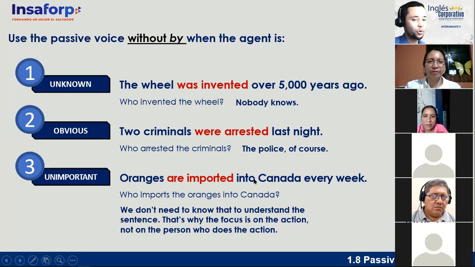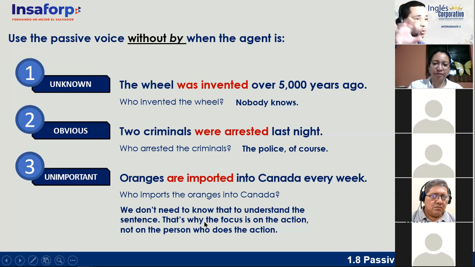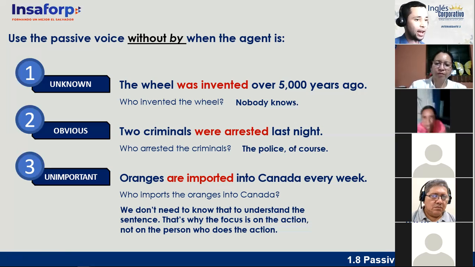So, oranges are imported into Canada every week. So, who imports the oranges into Canada? Answer, we don't need to know that to understand the sentence. That's why the focus is on the action, not on the person who does the action. El enfoque de la oración está en la acción. Lo que importa es que se mandan las naranjas a Canadá todas las semanas. ¿Quién las manda? Eso es irrelevante al final. No es algo que nos interese para entender la oración.